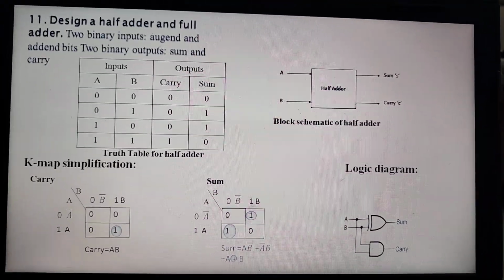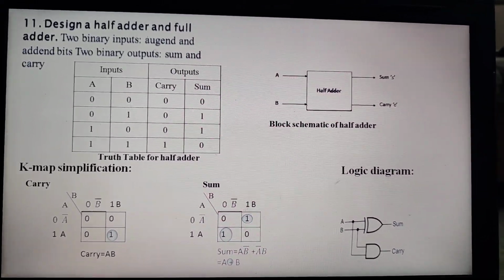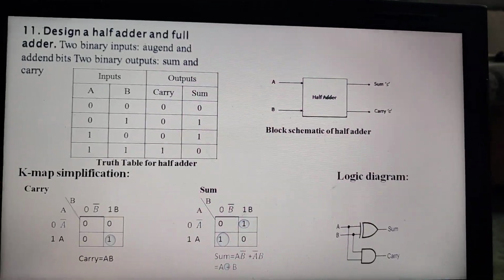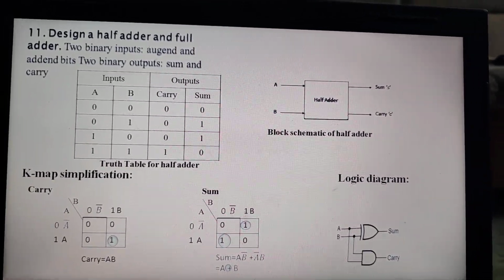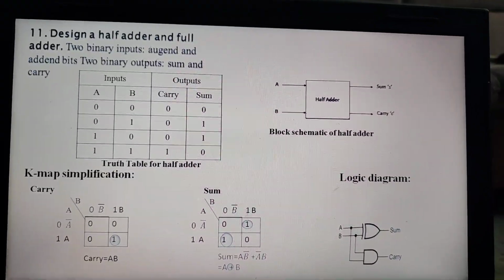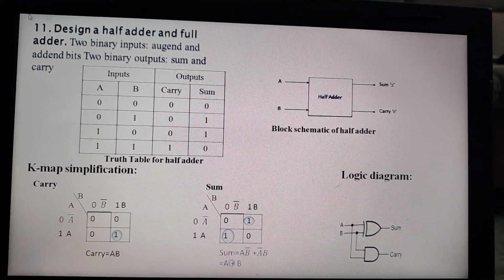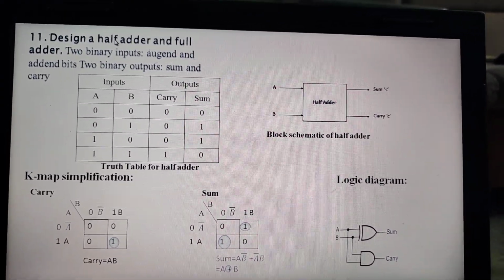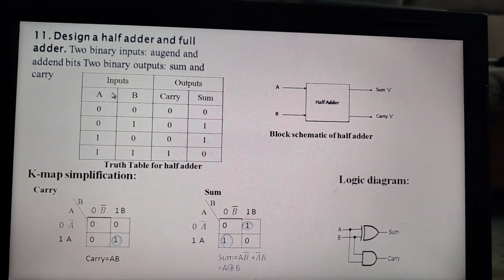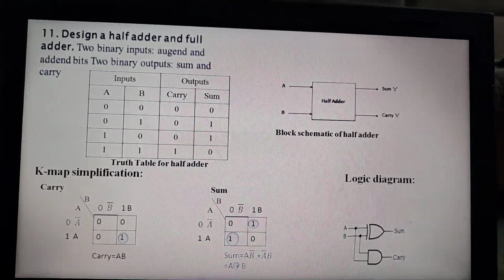And now we are going to see what is meant by an adder. Adder means that the binary inputs will be summed together and it will produce the output. What is meant by a half adder? Half adder means getting two binary inputs and producing the output.